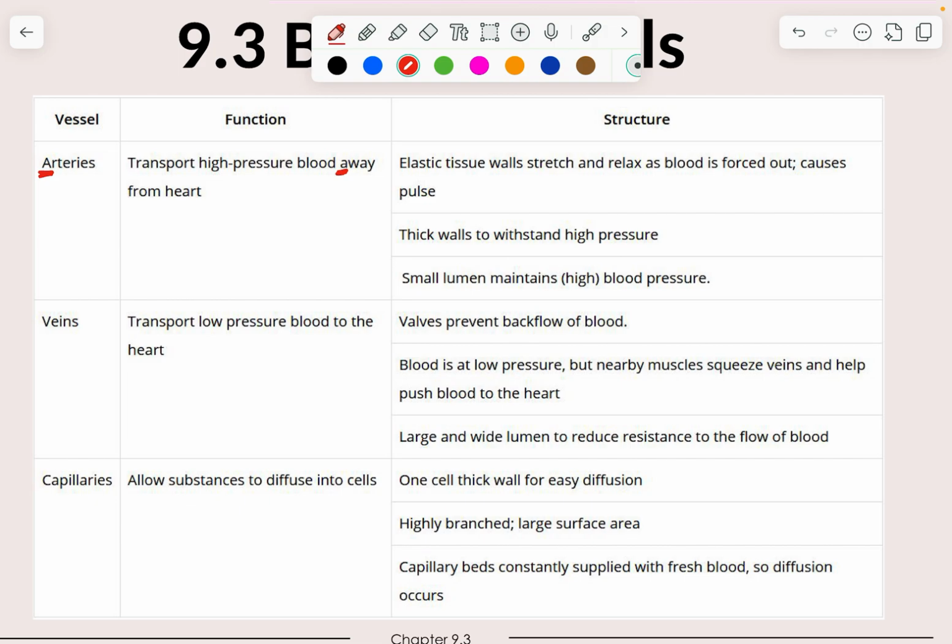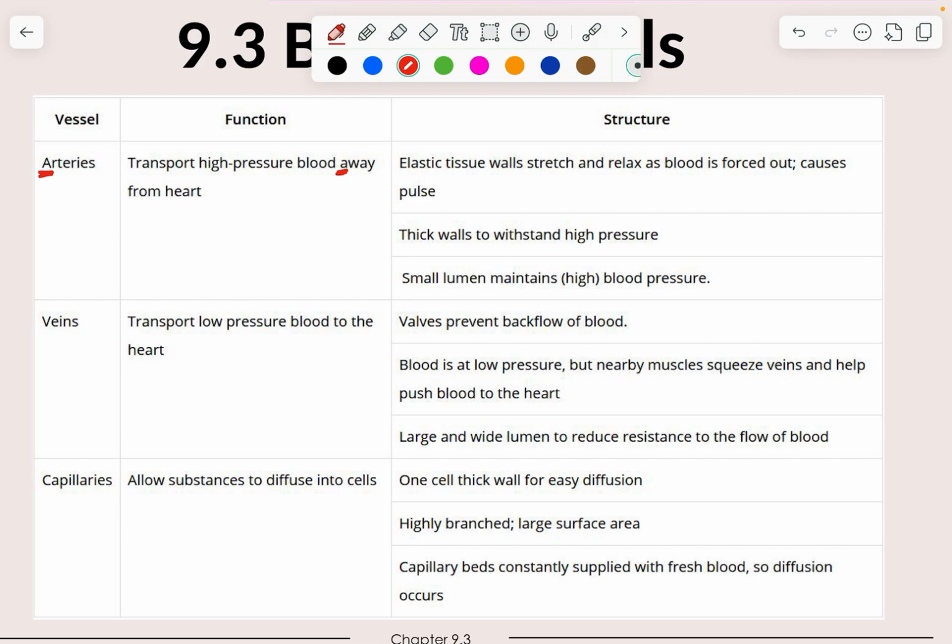Small lumen, so they have a much smaller lumen than usual. That's why in coronary artery disease, it's very easy for these blood vessels to get occluded, meaning blocked. Why? It's because the lumen is much smaller. So when a lot of those fatty deposits start to build up on these vessels, you can see that the radius of the blood vessel becomes much smaller.